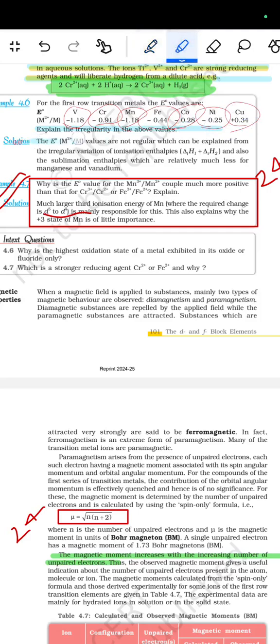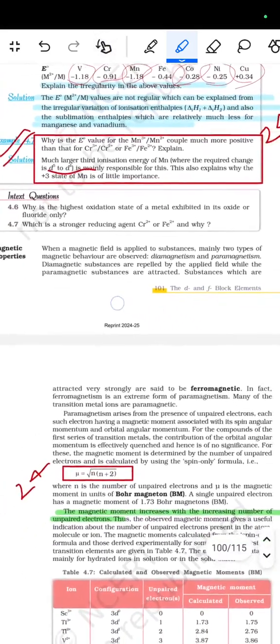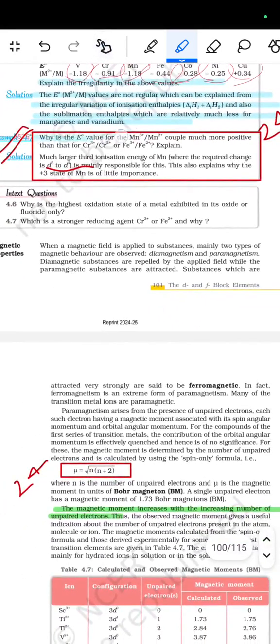तो the electrode M2+/M values are not regular, which can be explained from the irregular variation in the ionization enthalpy delta H1 plus delta H2 and also the sublimation enthalpy which are relatively much less for the manganese and the vanadium. अब ये वाला जो है सॉल्वर एग्जाम्पल 24 में ही पूछ दिया था. तो why is the electrode value for the Mn3+/Mn2+ couple much more positive than that for the Cr3+/Cr2+ or the Fe3+/Fe2+ couple.